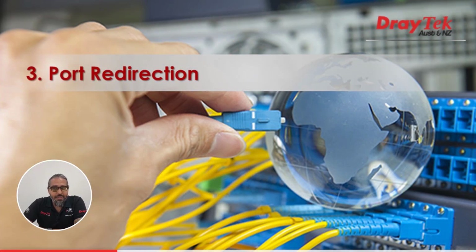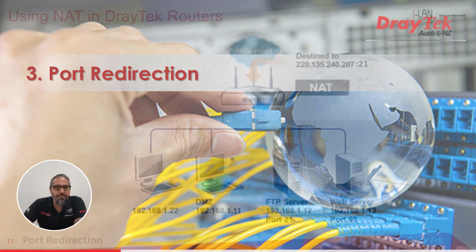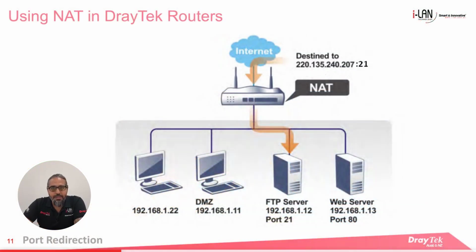The answer is port redirection. Port redirection allows external devices out on the web to access an internal device behind the router with a private LAN IP address. Now here's a typical scenario where we want someone out on the internet to be able to access an FTP server on our LAN on IP 192.168.1.12. FTP usually uses port 21.